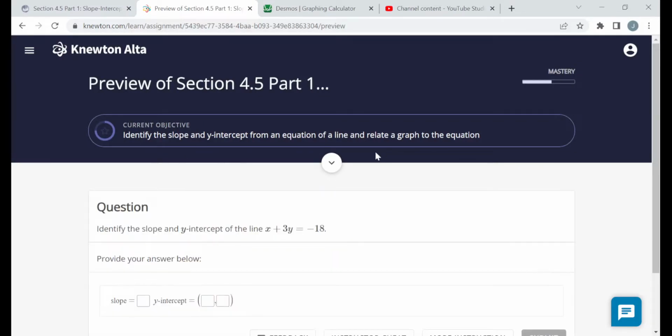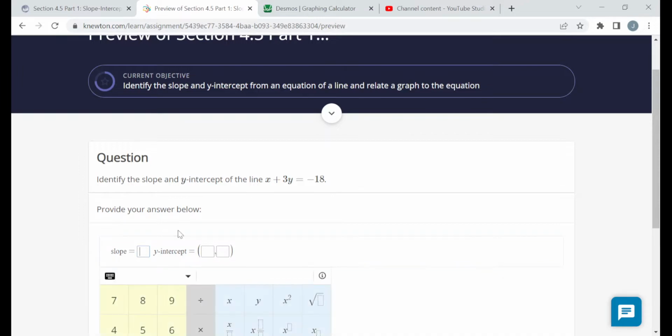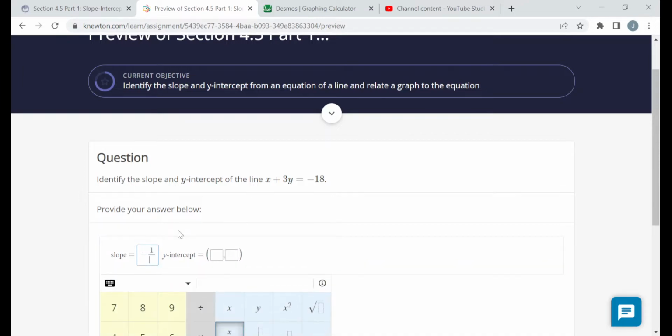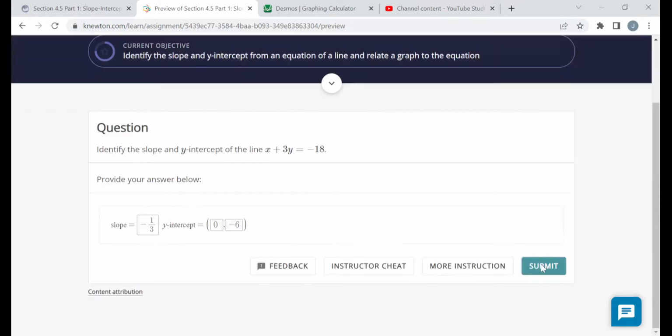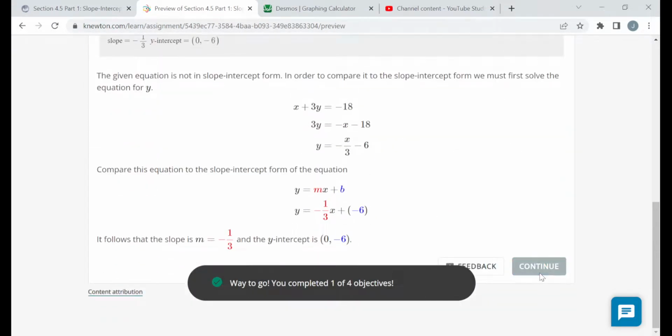Alright, so one more of these. This one I'm just going to talk; you can write it out yourself. First, I would subtract x to give me negative x on the right side, minus 18, and then divide everything by 3. So then the coefficient of x would be negative 1/3, and that'll be the slope, negative 1/3. And then the constant term, negative 18 divided by 3, is negative 6. So the y-intercept would be 0, negative 6. Pretty simple. Alright, so that objective's done.